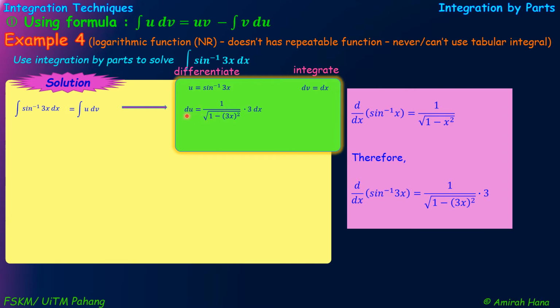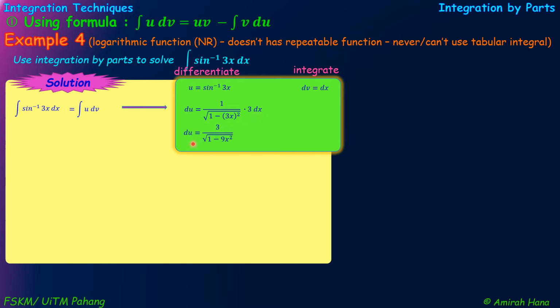So we can write it here. But we need to write du as the subject to substitute into this formula. So we move dx from the left hand side to the right hand side, and we get multiply by dx. So we can write du equals 1 over square root of 1 minus (3x) squared times 3 times dx. And after that, we simplify. So we get du equals 3 over square root of 1 minus 9x squared dx.